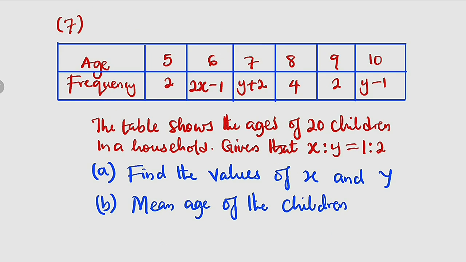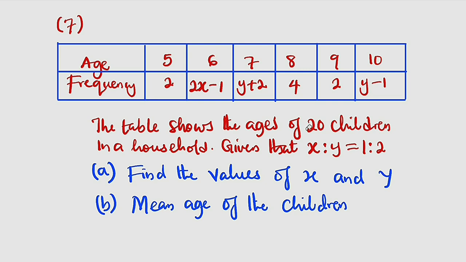Here is question number 7 of WAEC 2024 Mathematics Examination, the theory questions. We are given a frequency table here. The question reads, the table shows the ages of 20 children in a household. Given that the ratio of x and y is 1 to 2. A, we are asked to find the values of x and y. B, we are asked to find the mean age of the children. All right, let's get started.